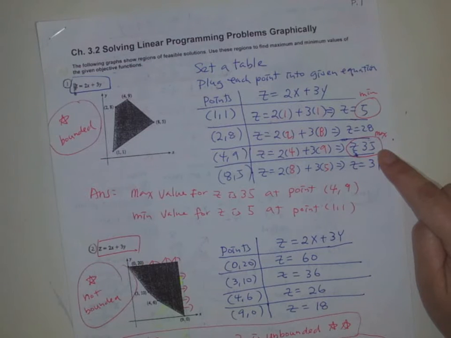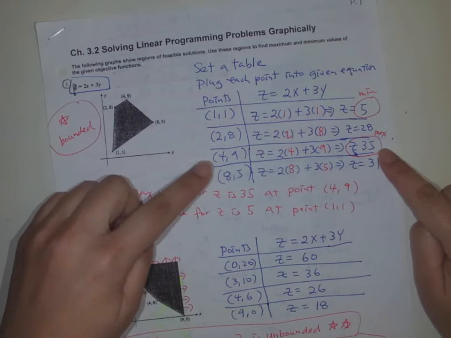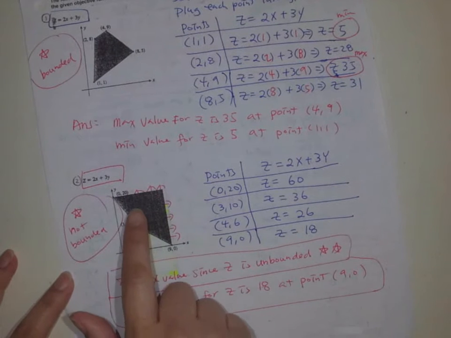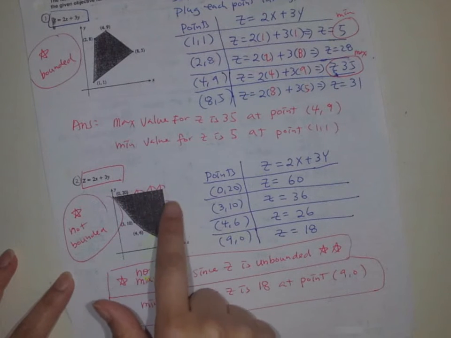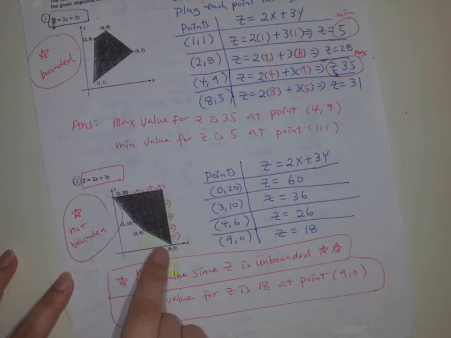The biggest one here is 35. So that's your maximum value at the location x equal to 4 and y equal to 9. So this is pretty straightforward. The second one is actually not bounded. I know it's not very clear here, but it provides you with all the points.